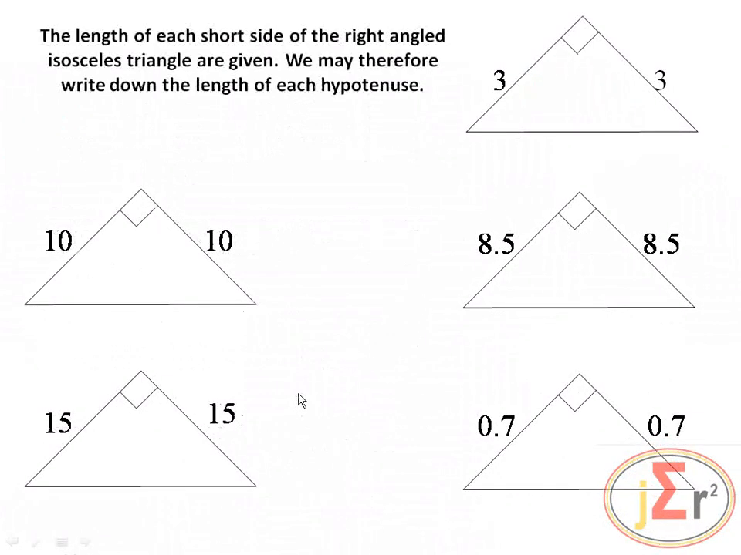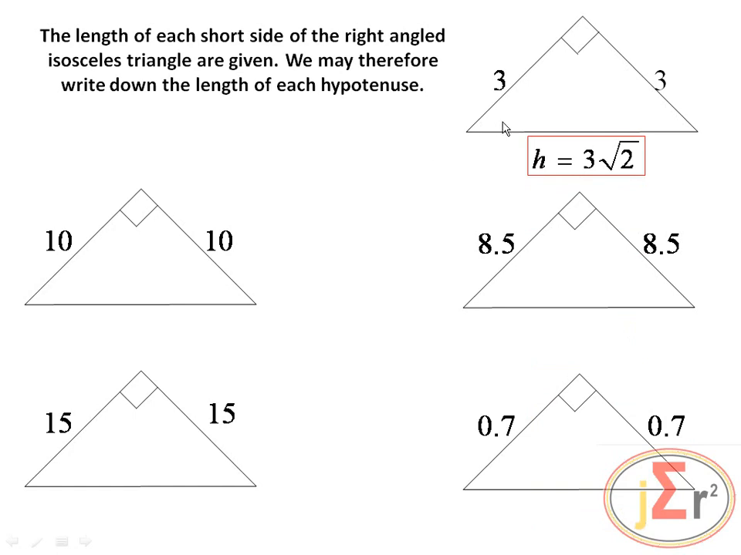After that, we will find the hypotenuse of each one of these. Every single one is a right-angled isosceles triangle. The length of each short side of the right-angled isosceles triangle is given. We may therefore write down the length of each hypotenuse. So, let us write down the length of each hypotenuse. How do we do that?